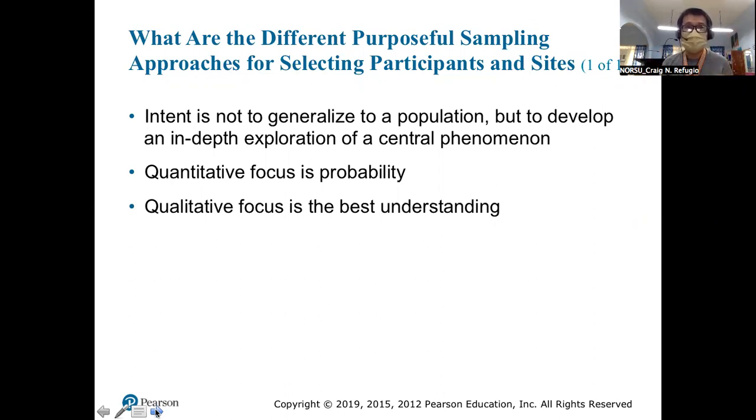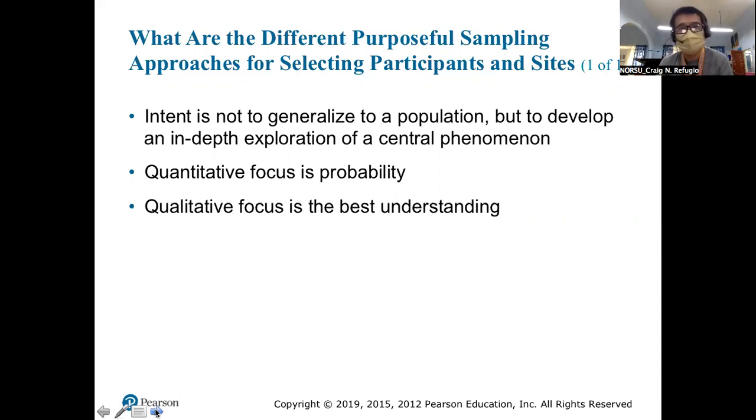That's the major difference between qualitative and quantitative research design. We look into explanation, we look into generalization from the sample to the population where the sample is actually taken in a quantitative research design. But in a qualitative research design, that's not actually the main target. The main target is to develop an in-depth exploration of a central phenomenon. And we don't have that idea of generalizing what we have taken from the sample to the population where the sample is actually taken. So take note of that.